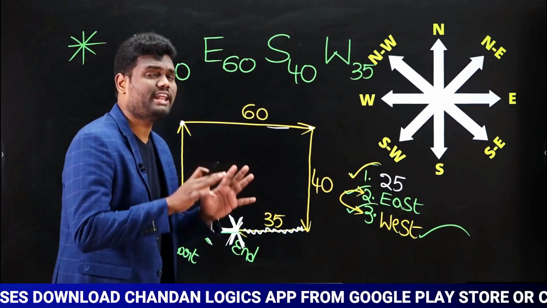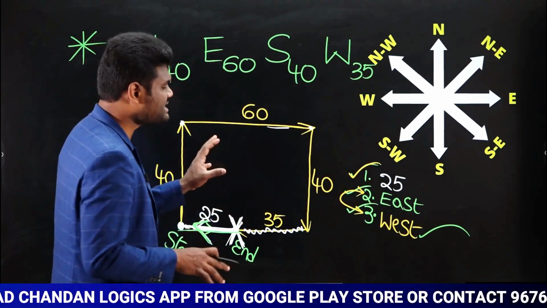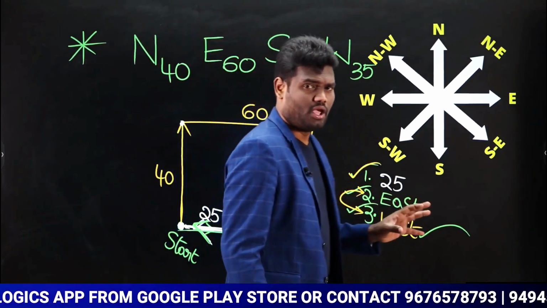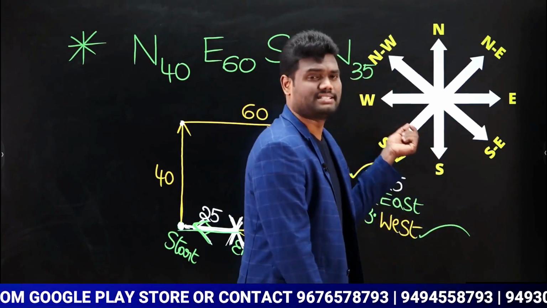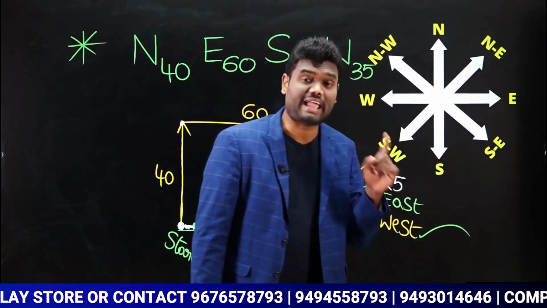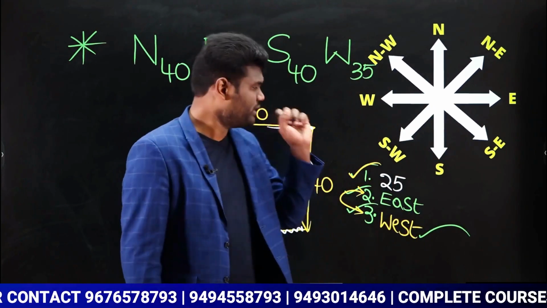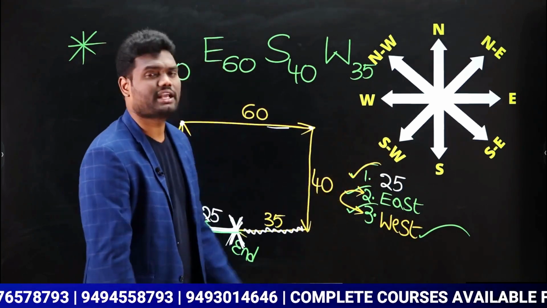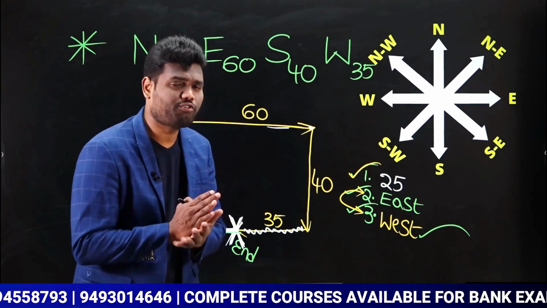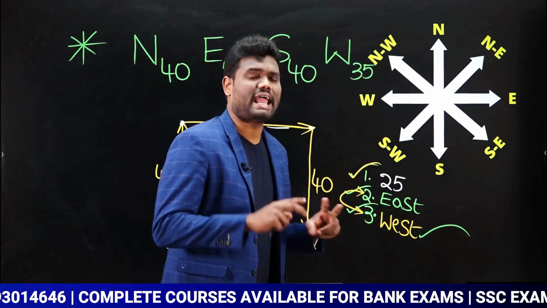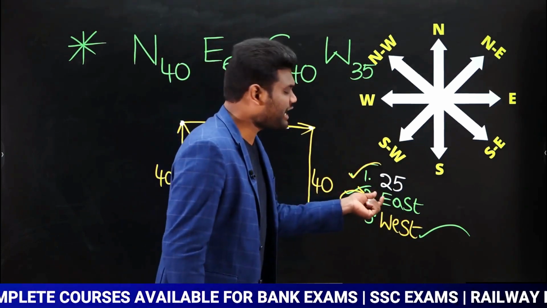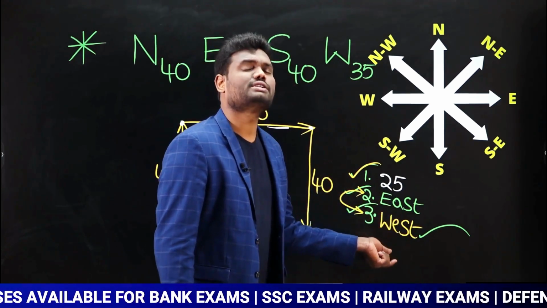Is it clear? Very, very simple. It's a matter of fractions of seconds. Once you are good in the basics, the basic directions whatever we have discussed earlier, then obviously you can solve these questions. And don't forget, the second and third questions are exactly opposite. If the second question's answer is east, the third question's answer will be west.